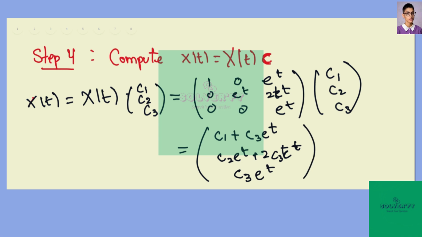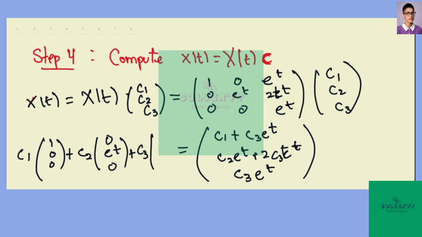Okay, so we can also write down the solution as the following sum of vectors: C1 times the vector 1, 0, 0, plus C2 times the vector 0, e^t, 0, plus C3 times the vector e^t, 2t e^t, e^t, which is the final solution.